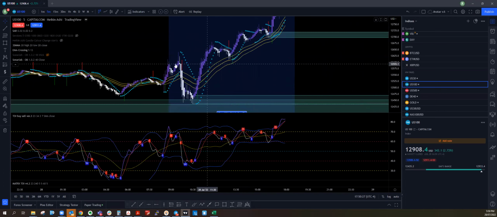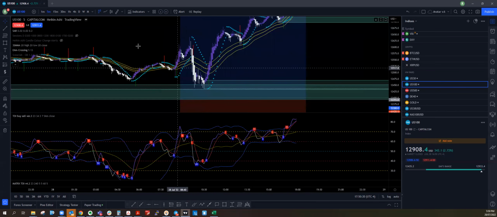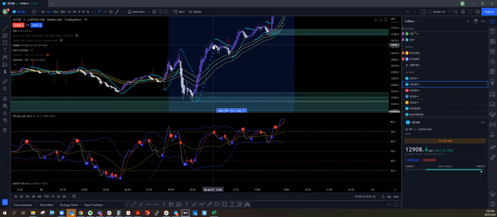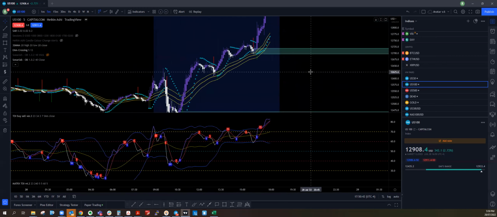And then, if you caught this buy and you're holding it for the long term, you could scale in and add another entry when it pulls back here, and double up on your profits. But that's dependent on the type of trader you are.